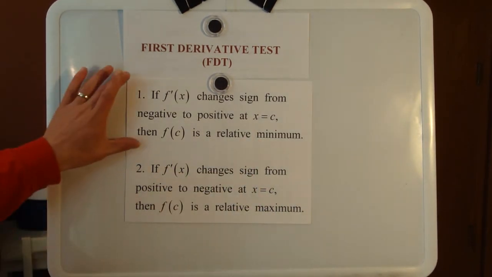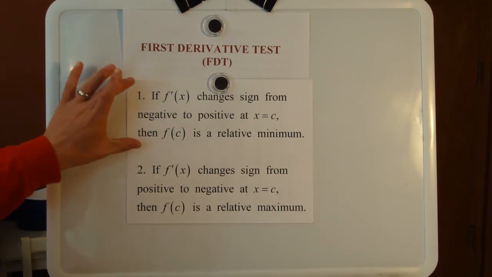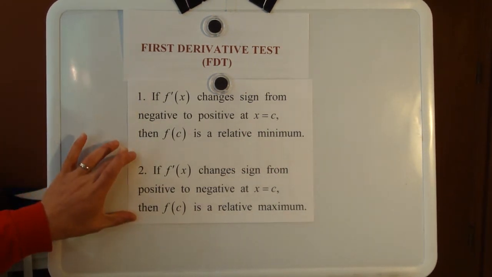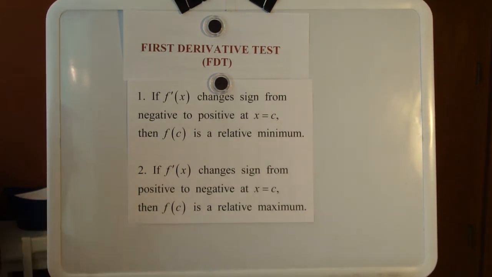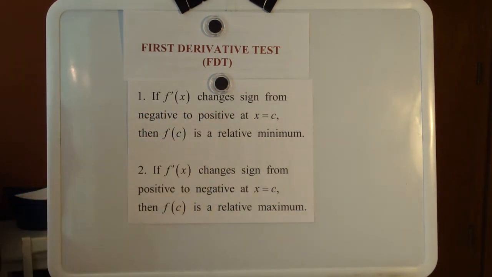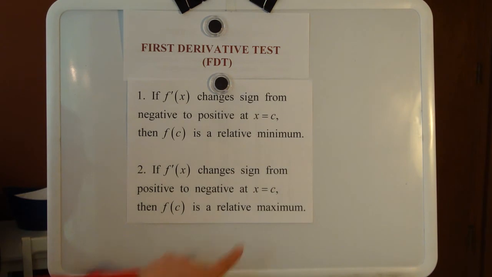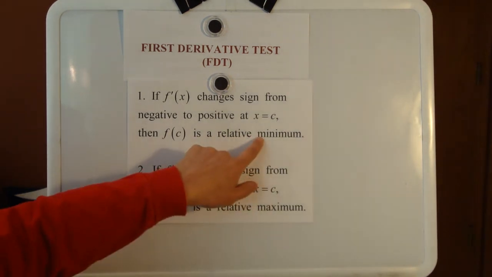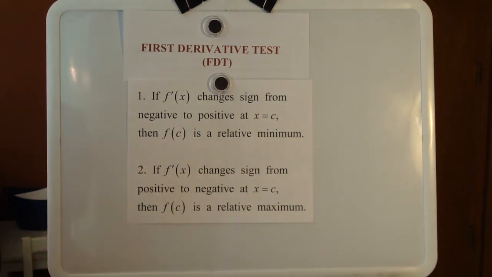Just like many things that we see in math, once you see one statement, you can almost invert some of the phrases and you're going to have the other statement. So now if the derivative changes sign from positive to negative, it's just the opposite of what's up here at that critical number, then you're going to have the opposite extreme value. You're not going to have a minimum, but you're going to have a maximum.